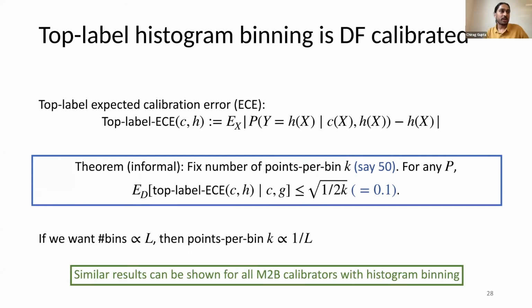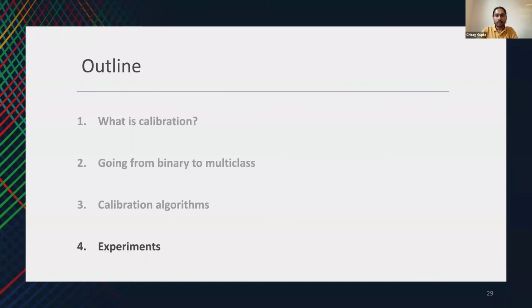Okay, so this is the end of the theory part of the talk. We'll go on to some experiments, but if you are more interested in this, we can talk more, and you can also go to the paper and see that we can show similar results for all M2B calibrators and specifically for class-wise histogram binning as well. Okay, so let's move on to the experiments.